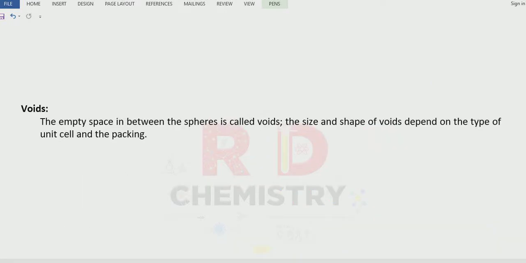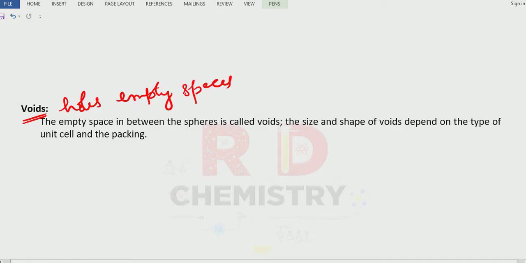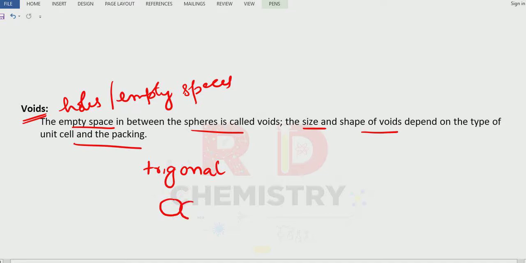Students, what do you mean by voids? Voids are also called holes or empty spaces. They are the empty spaces which are present between the atoms. So voids are empty spaces between the spheres. The size and shape of the void depend on the type of the unit cell and the packing. So we have the trigonal void or triangular void, which is formed by the close packing of 3 atoms in two-dimensional space. So whatever space is there, this space is called the triangular void.